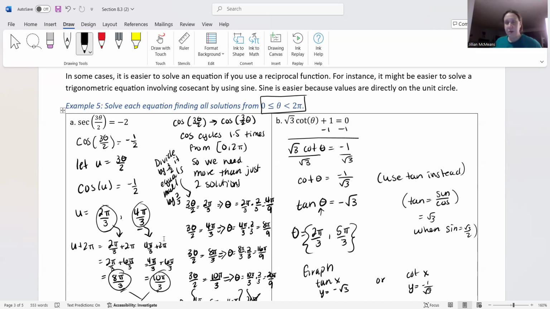Okay, so that is what you do when you have a situation where you could potentially use a reciprocal function. So if you have secant or cosecant, it's really nice to use sine or cosine. It just makes things easier. And with cotangent, I think it's really nice if we become very familiar with tangent and then we can use that to our advantage. Okay.